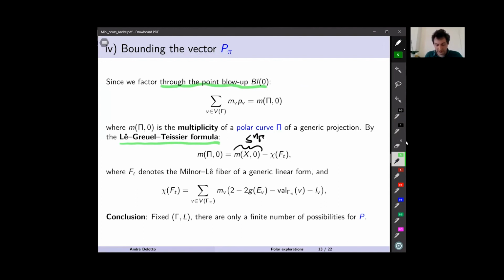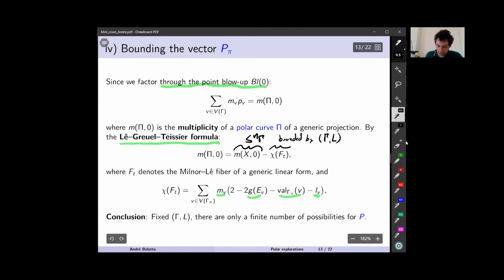It only depends on information that comes from the graph, the valence of the graph, the genus attached to the weighted graph, and the L that we also have fixed by now. So this is all bounded by gamma L. So the conclusion is that we only have a finite number of vectors. Oops, little typo here.